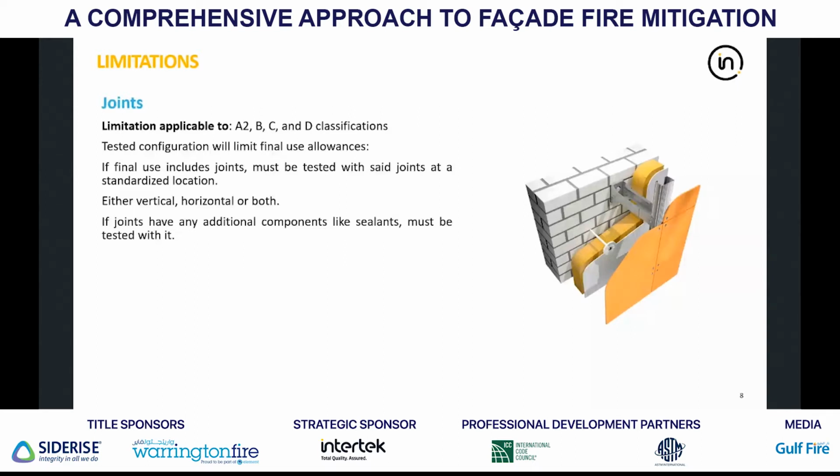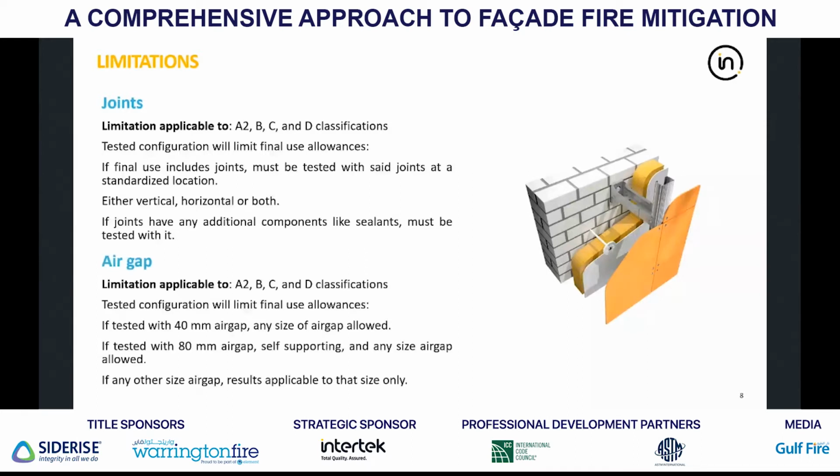So always keep in mind, vertical joints, it needs to be tested with vertical joints if you want both, or either way you need to test with it, okay? To ensure that the test assembly represents the final use. One thing that's important, if joints have any additional components like sealants, they must be tested with it, okay? They should not be applied on site if they have not been tested with it. In examples, we'll see how you find out if they've been tested with it or not.